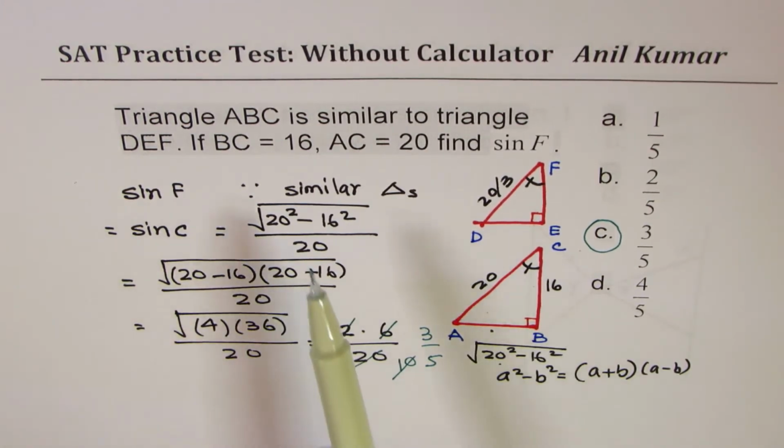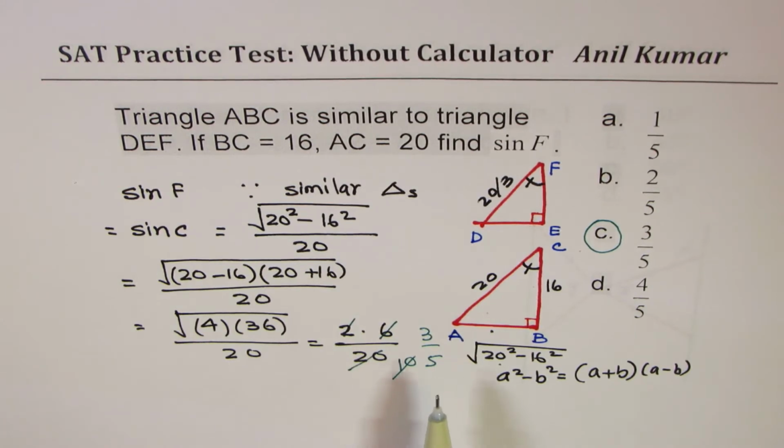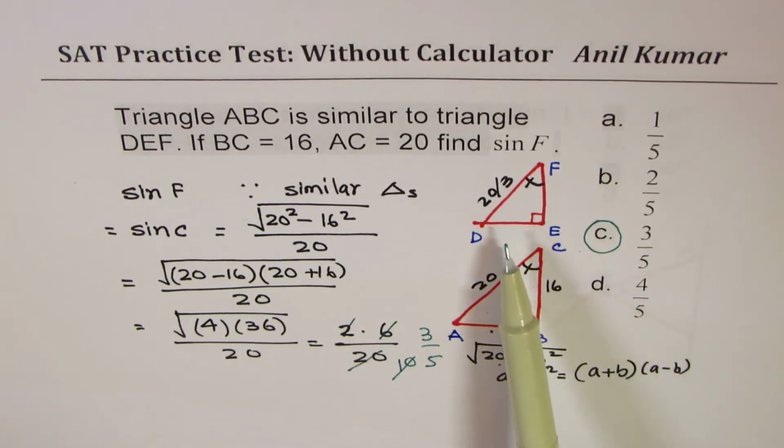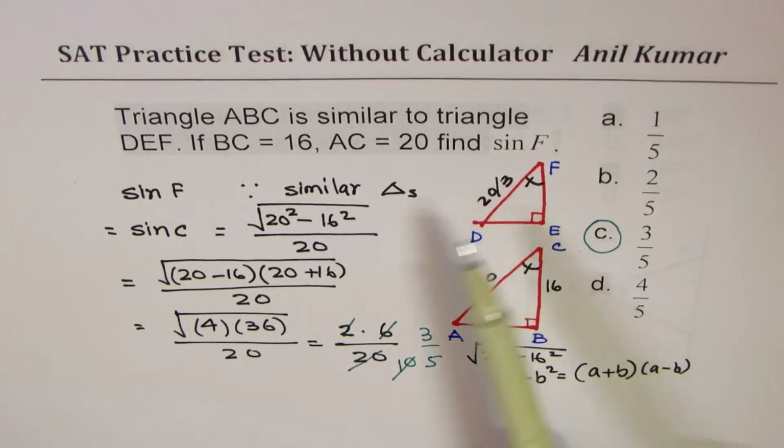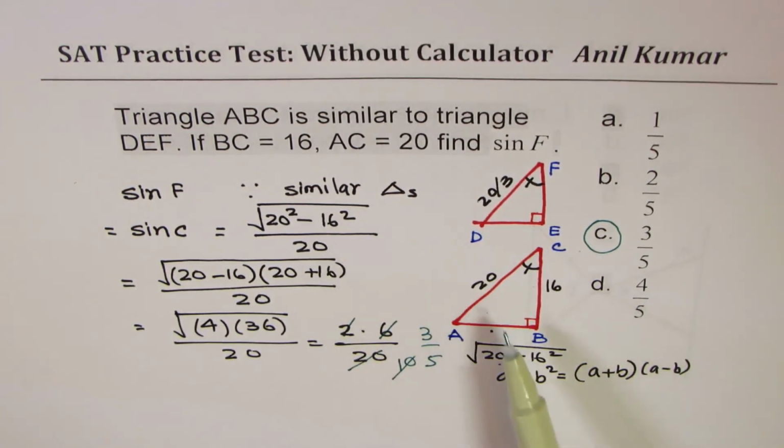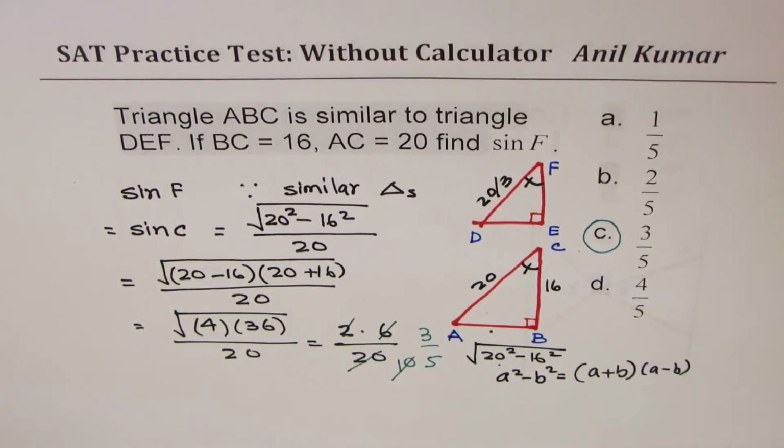I'd like you to go through these steps once again. When the triangles are similar, don't try to find sides of DEF and then that ratio. Since the triangles are similar, straight away get to triangle ABC. They have exactly the same angles and therefore the sine value is also the same. Perfect. So that should save a lot of time for you.